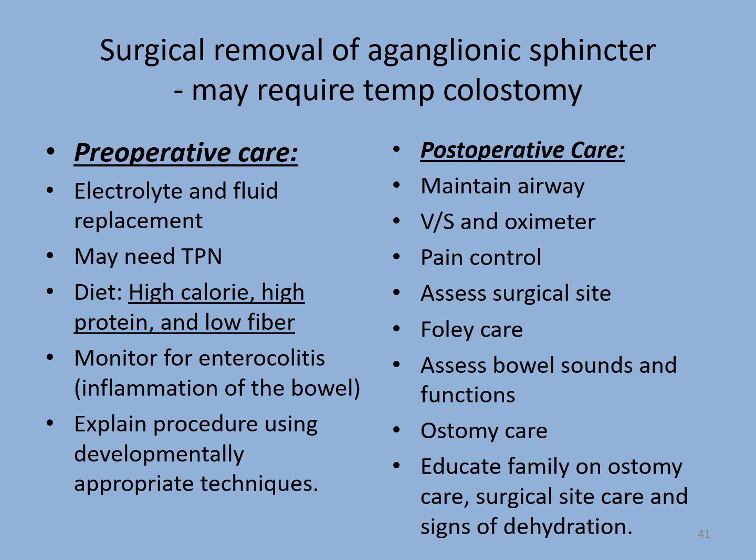So they end up having to remove the aganglionic segment, and temporarily, most of the time, the child will get a colostomy for a while. The electrolyte and fluid replacement will be fixed, and many times these kids are undernourished and they need TPN. If not, their diet is important to know: high calorie, high protein, and low fiber. We monitor for enterocolitis, and we talk to the child if they're a little bit older, 4, 5, 6, explaining what's going to happen.